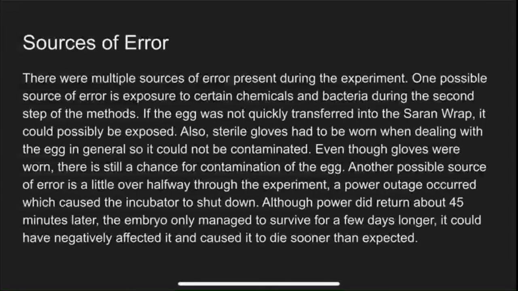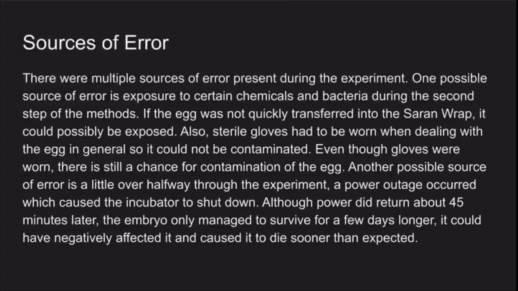Sources of error. There were multiple sources of error present during the experiment. One possible source of error is exposure to certain chemicals and bacteria during the second step of the methods. If the egg was not quickly transferred into the saran wrap, it could possibly be exposed. Also, sterile gloves had to be worn when dealing with the egg in general, so it could not be contaminated. Even though gloves were worn, there is still a chance for contamination of the egg.